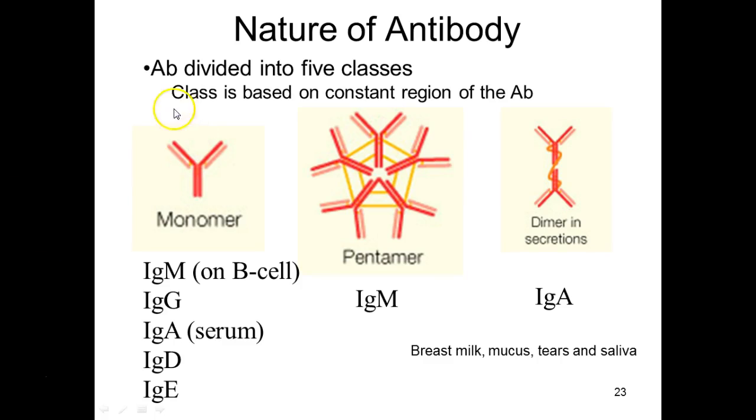IgE is secreted as this monomer. And then it binds to those mast cells, as I showed you, right, where they're holding on to the FC region of this antibody, and the antigen binding sites are sticking out from that mast cell.